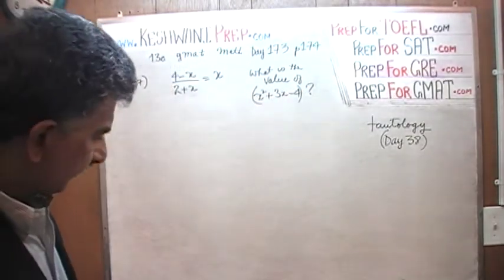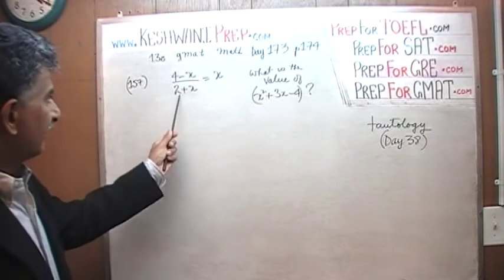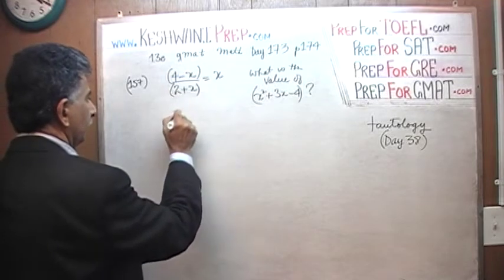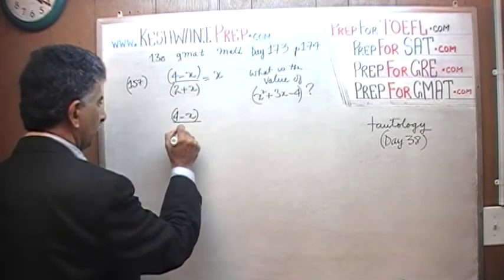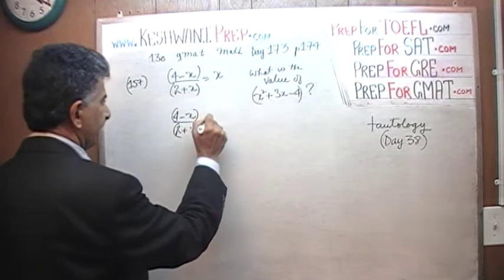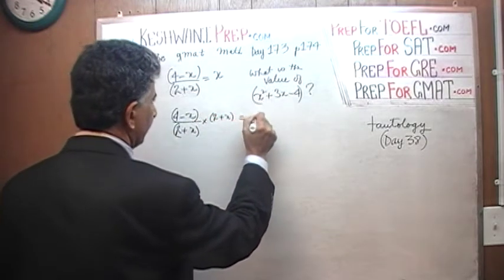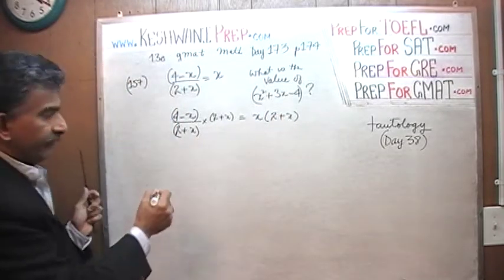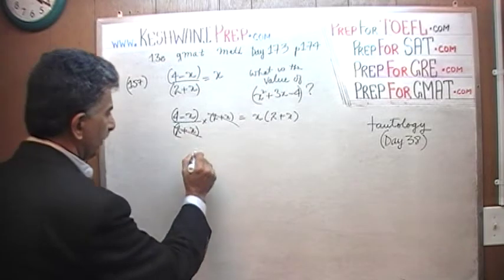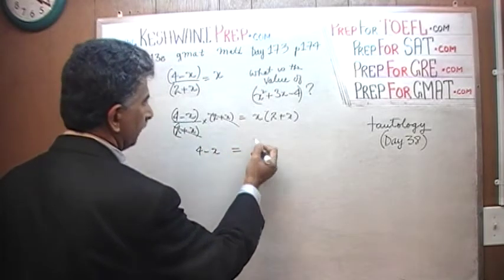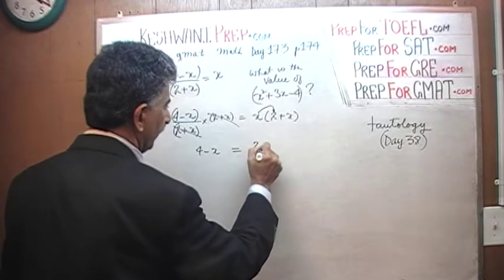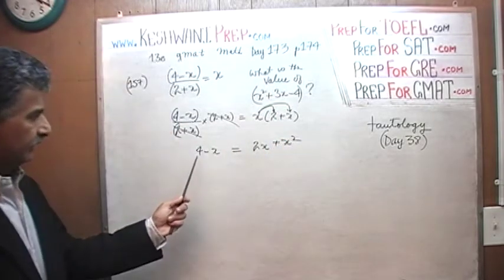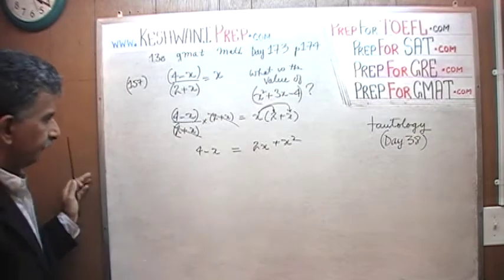Very simple, very straightforward. Let's multiply both sides by 2 plus x. So we have 4 minus x on the top over 2 plus x. We multiply this side by 2 plus x and multiply the other side by 2 plus x. This 2 plus x and this 2 plus x will cancel out, and here we are left with 4 minus x, and here we will have x times 2, which is 2x, and then x times x, which is x squared. Let's bring the 4 and the x to the other side.